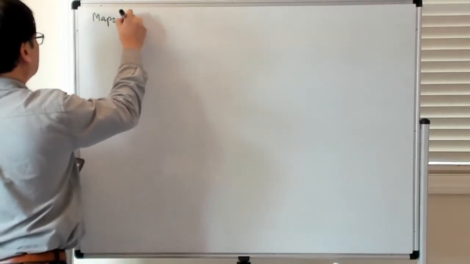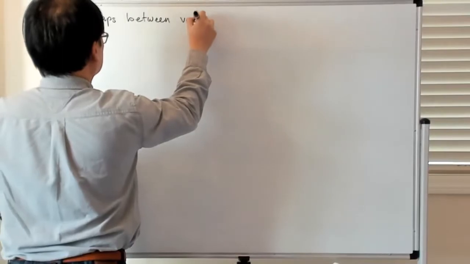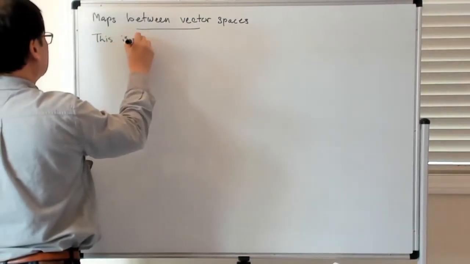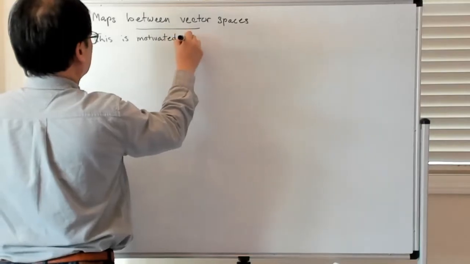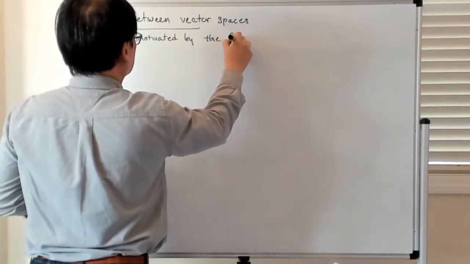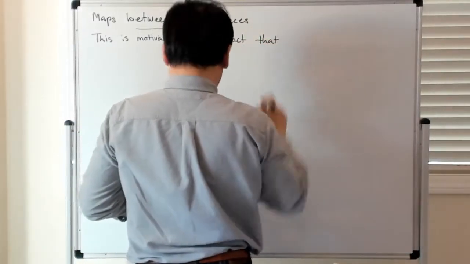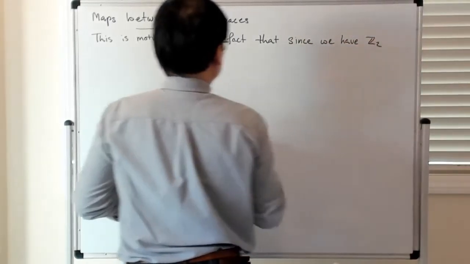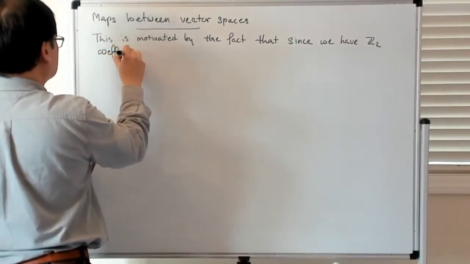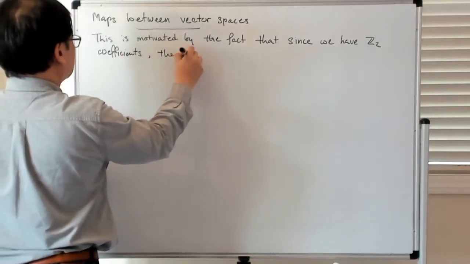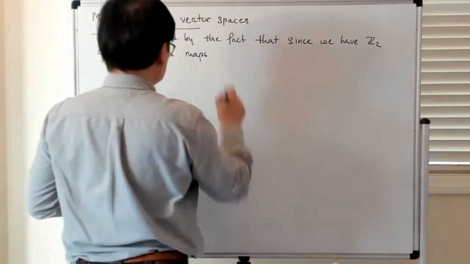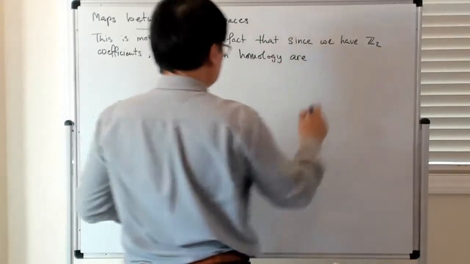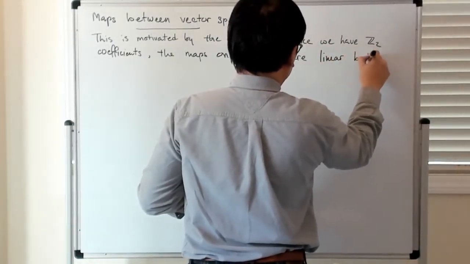So maps between vector spaces, and this is motivated by the fact that since we have Z2 coefficients, the maps between homology are just linear maps between vector spaces.